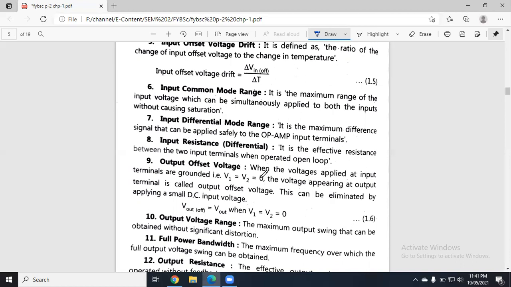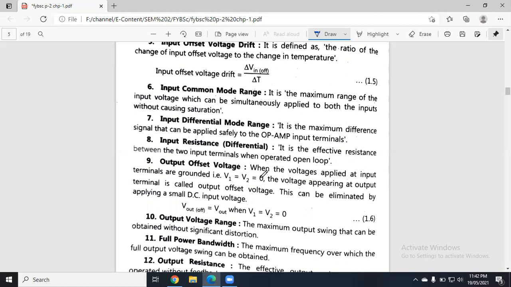When the voltage applied at the input terminals is grounded, that is V1 and V2 are equal to 0, we are not providing a supply to any of the signals or any of the terminals. Both the terminals are connected to the ground. In that case, the voltage appearing at the output terminal is called the output offset voltage. If you're not applying any input, still you're getting some output. That is wrong, no? You're not even applying a single bit of unit at the input, but still you are going to get an output. And that is called the output offset voltage.